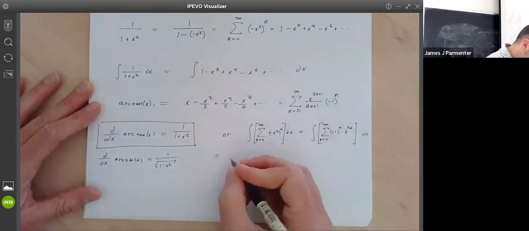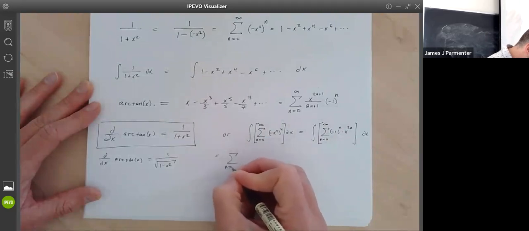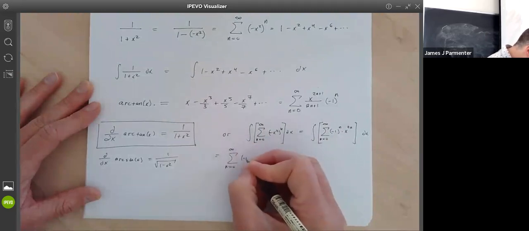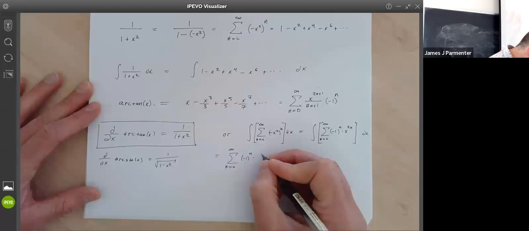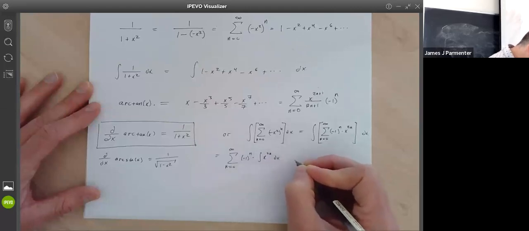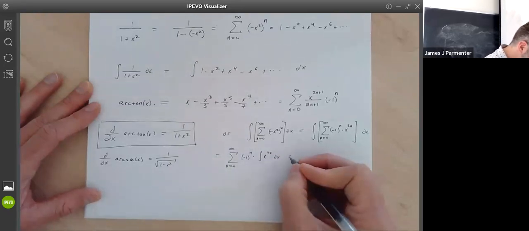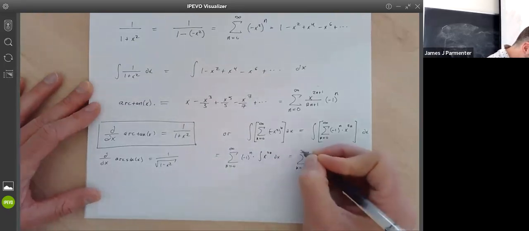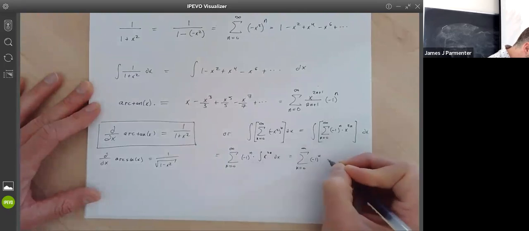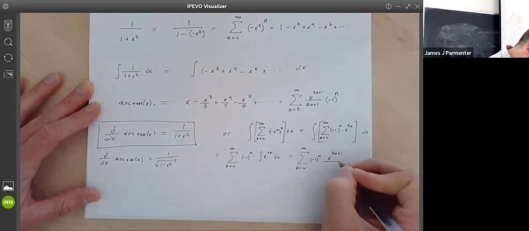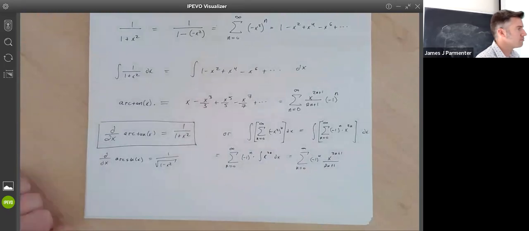And now I'm going to rewrite this as the sum from n equals 0 to infinity of -1 to the n times the integral of x to the 2n. And oh, look, the integral of x to the 2n is exactly x to the 2n plus 1 over 2n plus 1.